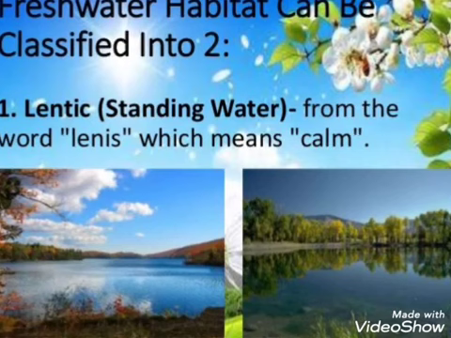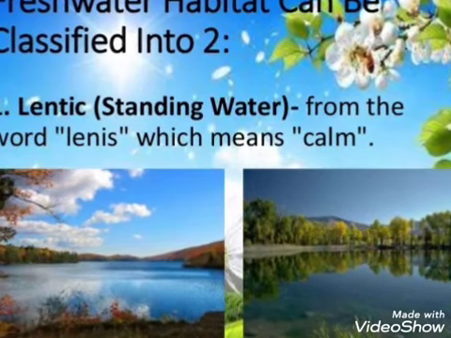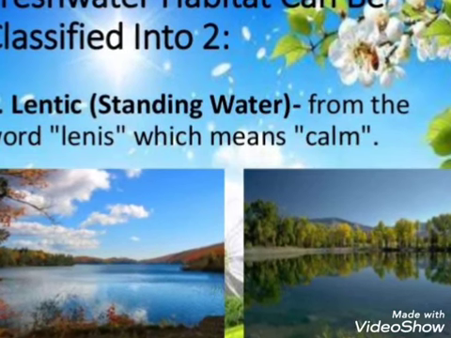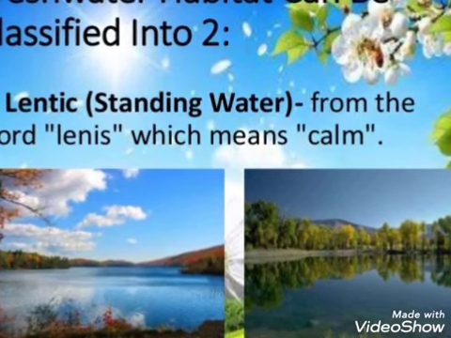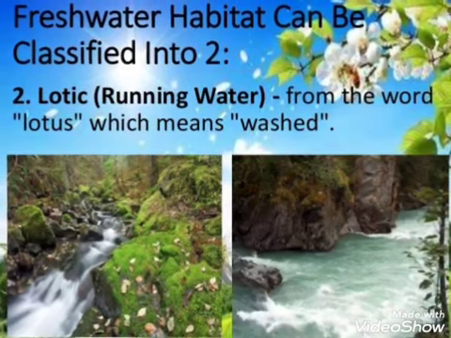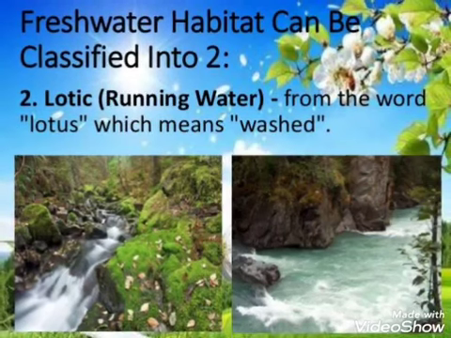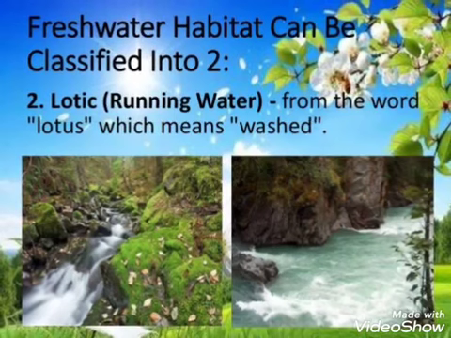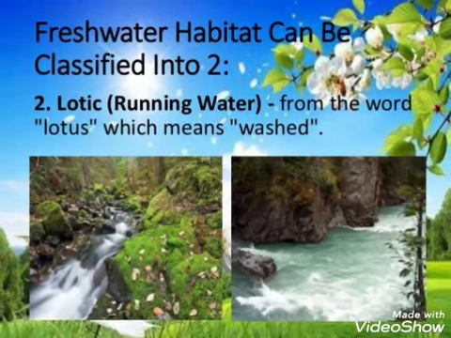These freshwater habitats are classified into two types. The first one is the lentic, that is standing water. Lentic refers to stationary, still, or motionless water. And the second one is the lotic. The lotic freshwater habitat means the running or moving water, like that of rivers or streams.